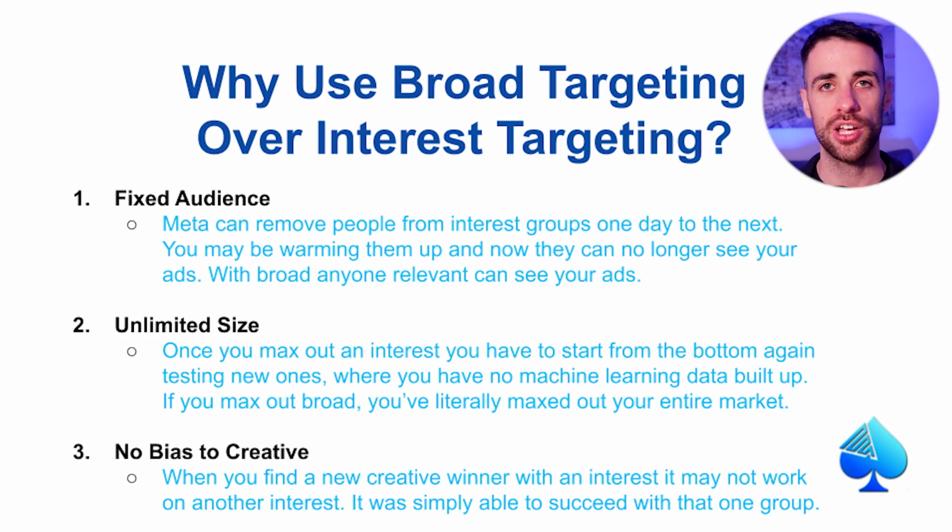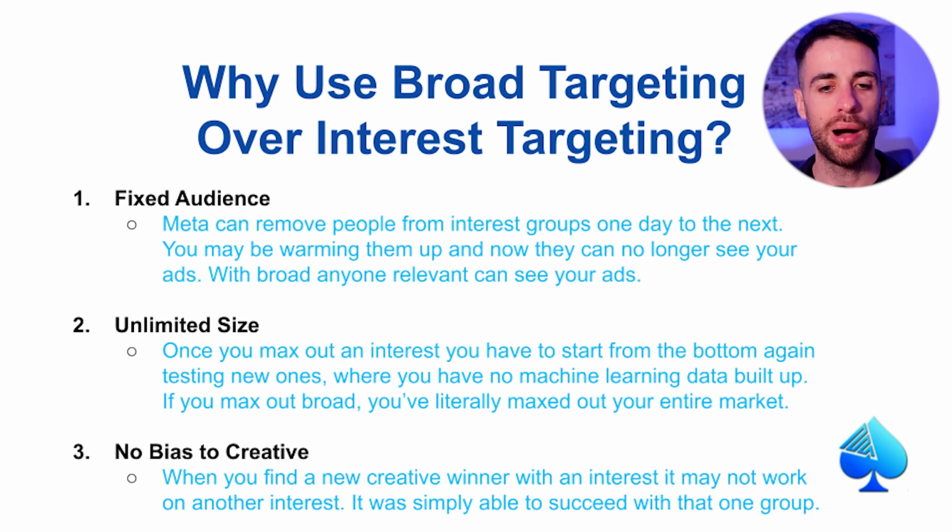So once you max out an interest as you're scaling up, you then have to start with a new interest, testing different interests until you find something that works and scale that up as well to get to the next level of scale. Because you don't have any of that machine learning data built up in those new interests. If you max out broad, however, you've literally maxed out your entire market and you have to introduce a new product or something because there's no more people to sell to. Broad is the entirety of the people on the platform.